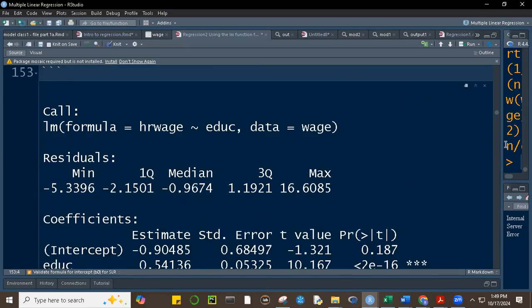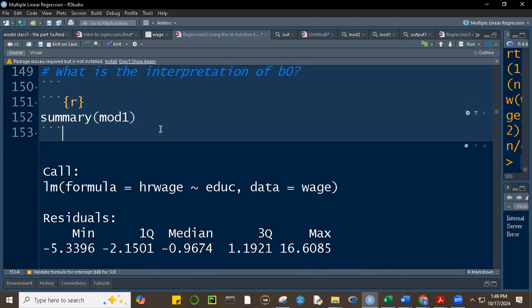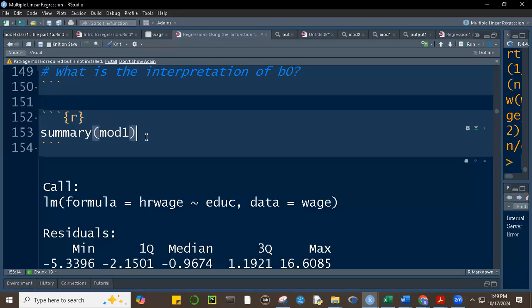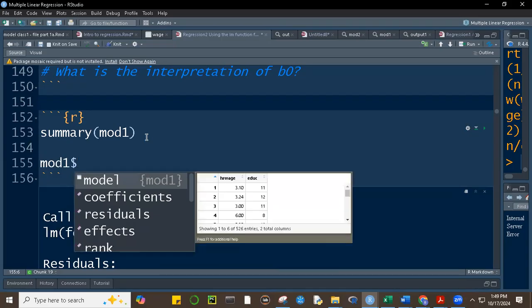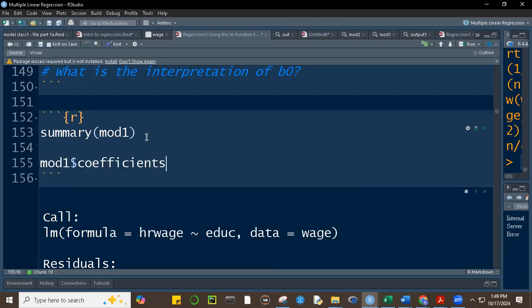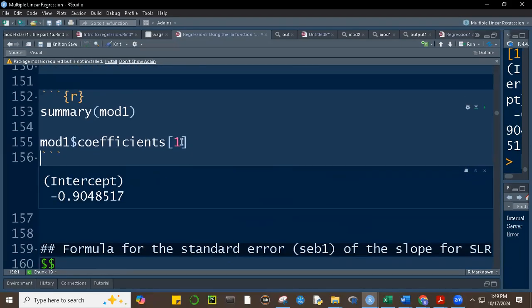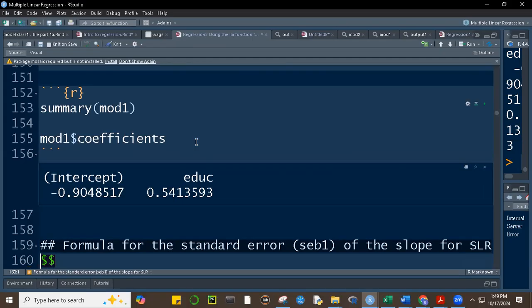Let me illustrate that again. Model 1, dollar coefficients. If you want to get the intercept, that's 1, and the slope, that's 2. But take note, class, of the outcome.